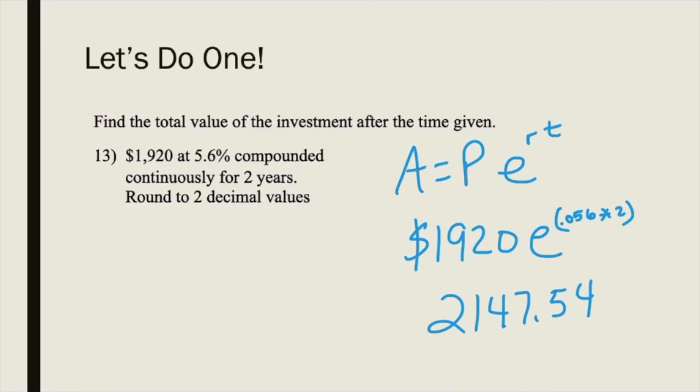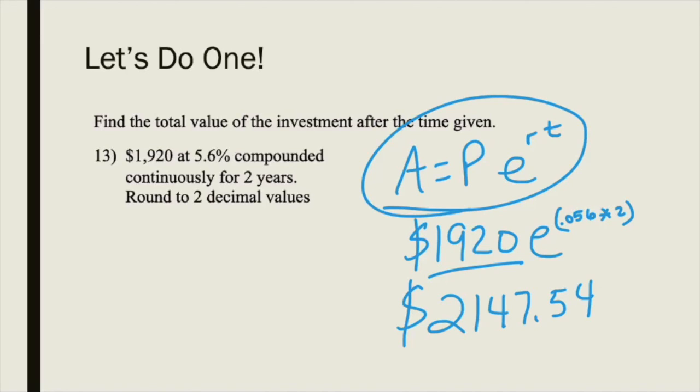$2,147.54. Verify that. So the e equals the continuous. Yes, that's right. So anytime it says compounded continuously, you're going to use this PERT formula because it had that e in it.